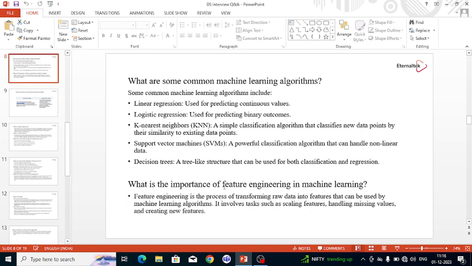What is the importance of feature engineering in machine learning? This is an important topic for interviews. Feature engineering is the process of transforming raw data into features that can be used by machine learning algorithms. It involves tasks such as scaling features, handling missing data, and creating new features. It is important because we need to find the right data set for the machine learning algorithm to get an accurate output.